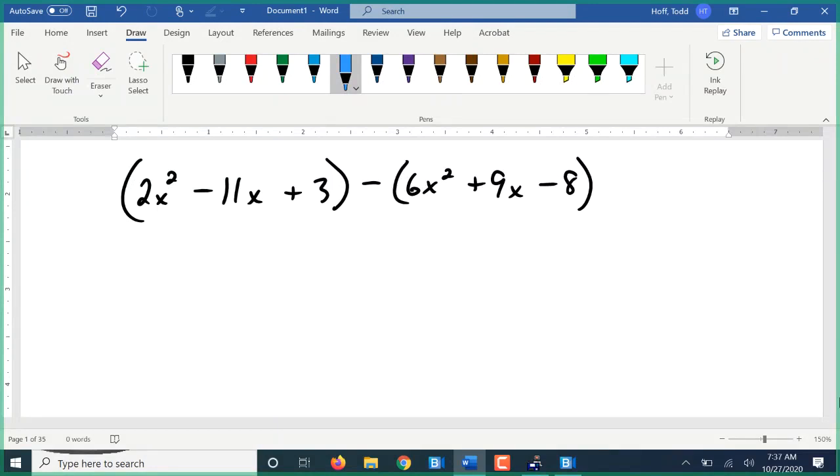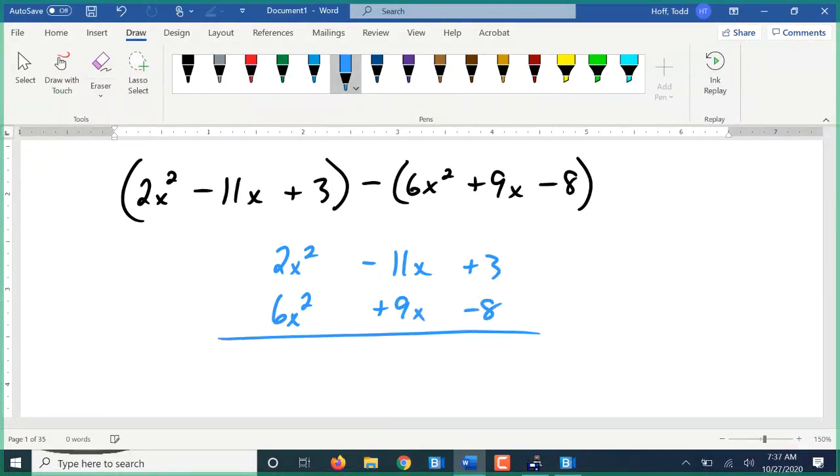So we rewrite this again, 2x squared minus 11x plus 3. We put the 6x squared under the 2x squared, the positive 9x under the negative 11x, and the negative 8 ones under the positive 3 ones. And here we are subtracting.